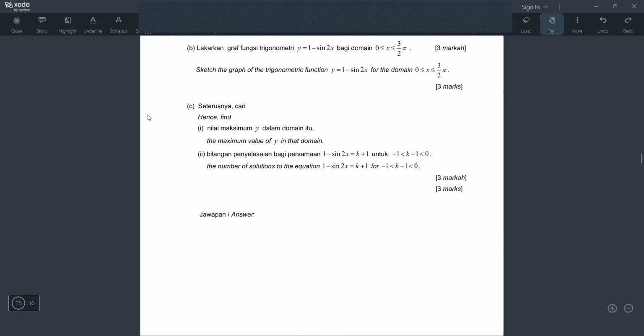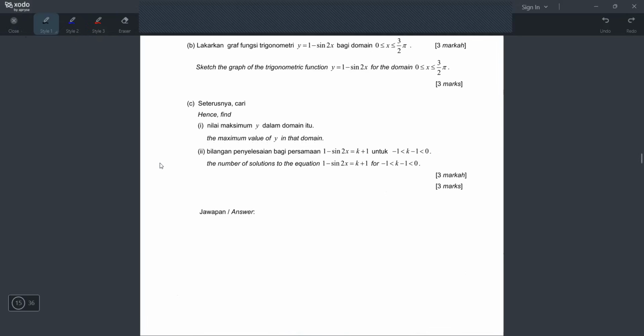So that's it. Okay, I will do B down here. All right, so let's look at B. Sketch the graph of the trigonometric function y equals 1 minus sine 2x. Okay, what does it mean by this one? This one means the whole graph has to be shifted up. So I can actually write at the back like this, plus 1, right? And then the domain means the x-axis or the object. And then they want 0 until 3/2 pi.